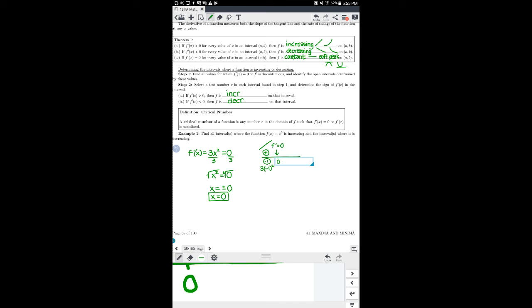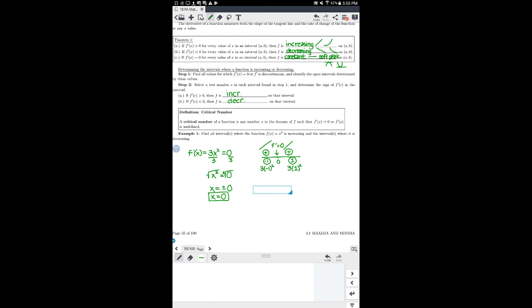A random test value to the right of 0, well, I could just plug in a +1 and see the sign of the derivative. So plug into the derivative again. I'm going to plug in 3 times 1 squared. Well, 1 squared is 1 times 3 is 3. The value doesn't matter. The sign of it does. I get a positive value out, so my slope must have been positive.